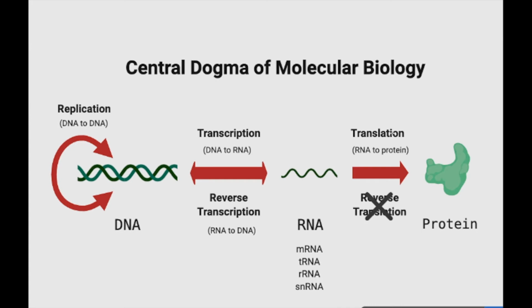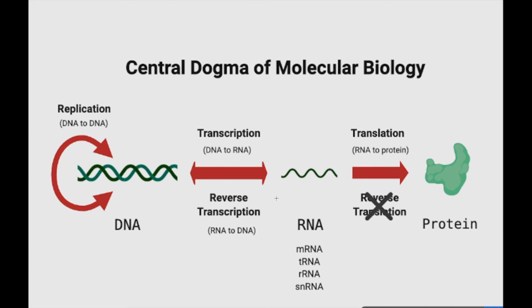Transcription can also go in reverse in what is called reverse transcription. Reverse transcription is when RNA is converted into DNA. Retroviruses are notorious for using reverse transcription in order to insert their genetic material into the host DNA. This allows them to make countless copies of themselves in order to infect the host.